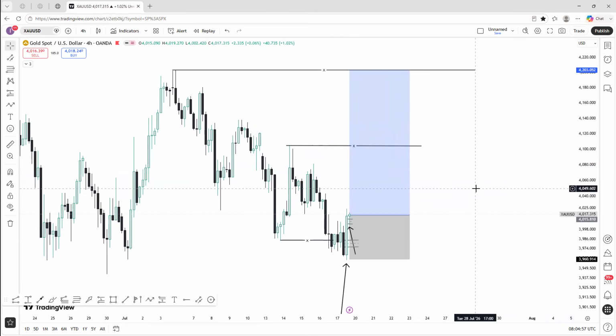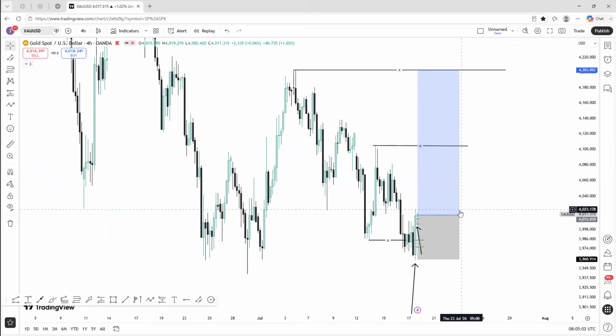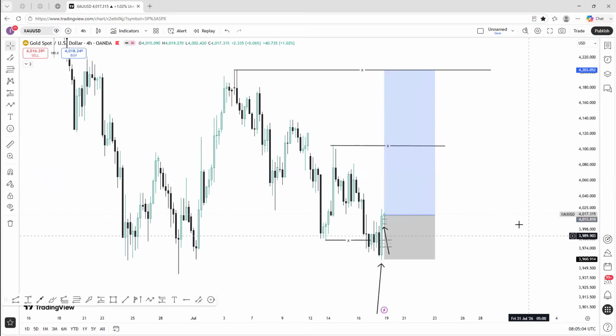Okay, so I hope it is helpful for you. Let's wait for the market to open and then we continue.